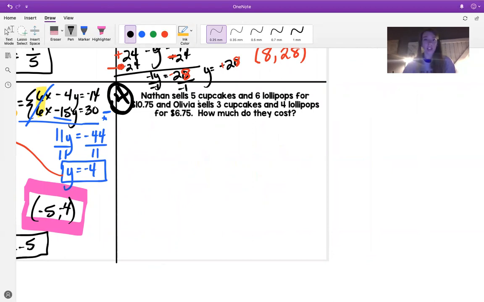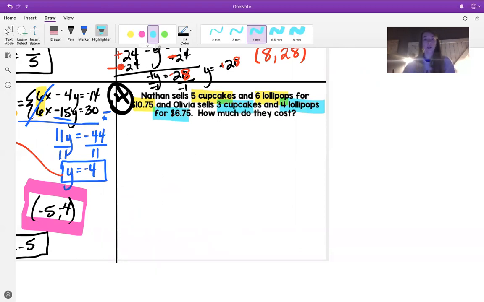All right, it says Nathan sells, let's get our highlighter right. Nathan sells 5 cupcakes and 6 lollipops for $10.75. Olivia sells 3 cupcakes and 4 lollipops for $6.75. How much do they cost?